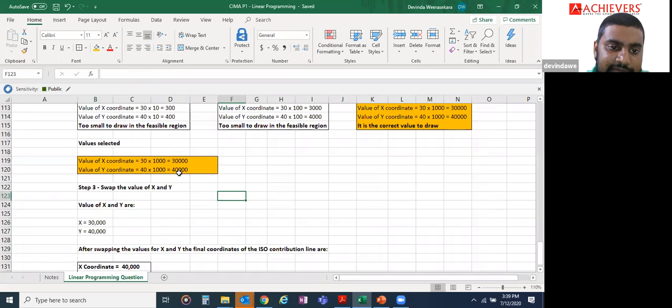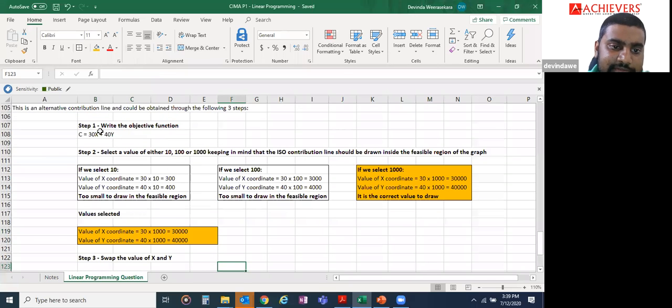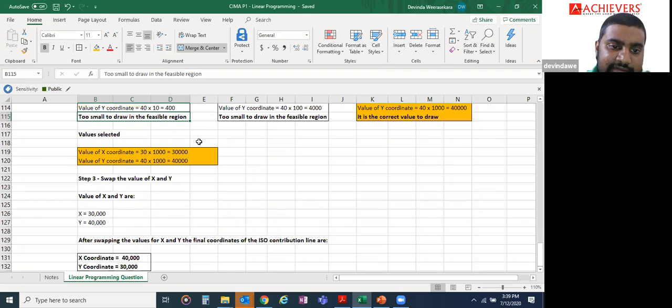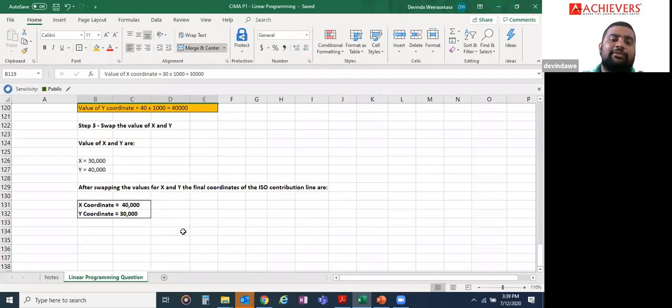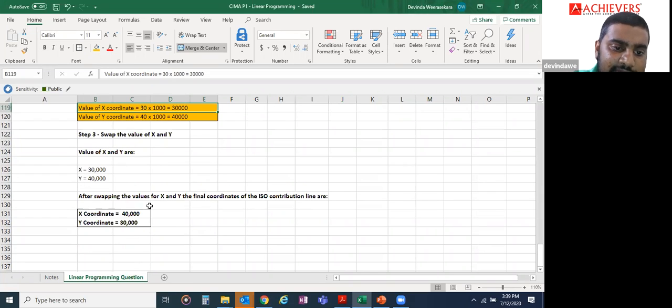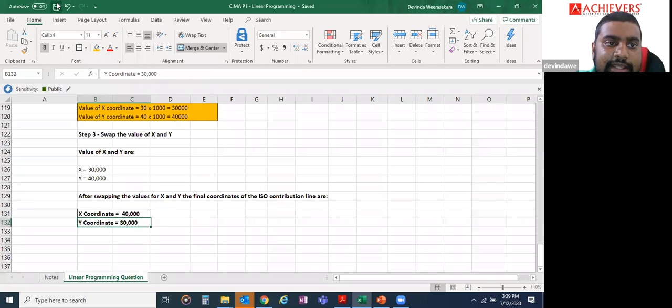Clear? So step 1, write the objective function. Step 2, select either 10, 100 or 1000. So we selected 1000. Based on that, we got the value for x coordinate and the y coordinate, 30,000, 40,000. Final step, swap those values of x and y. So x was 30,000, now it became 40,000. Y was 40,000, now it became 30,000. Clear? So these are the final coordinates of the iso contribution line, right?